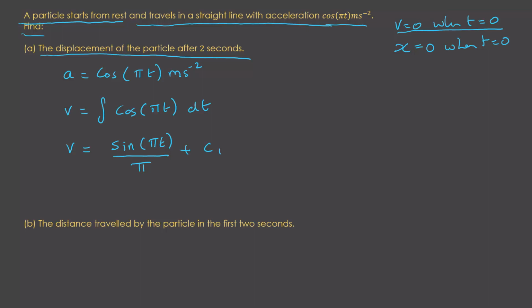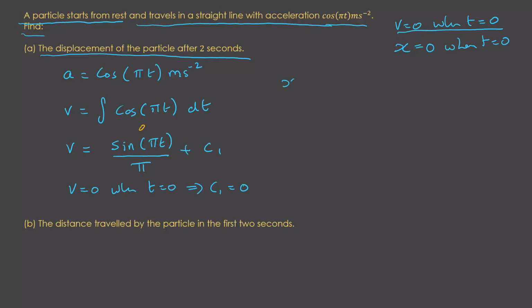v is 0 when t is 0. Sine of 0 is 0. Therefore, C1 equals 0. So v equals 0 when t equals 0 means C1 equals 0. Be very careful with that, because that's not always the case. It depends what the function is, as we'll see in a moment.